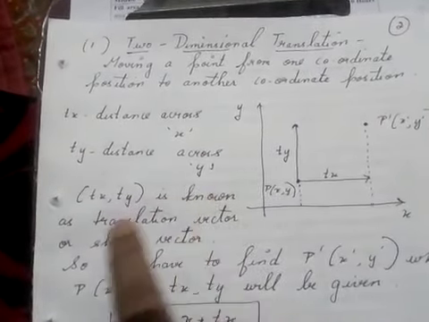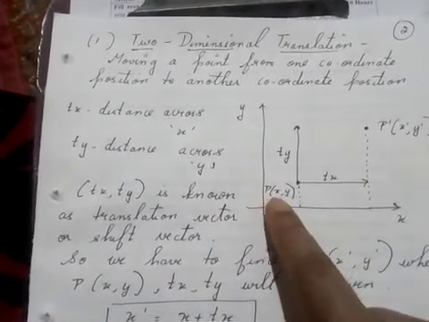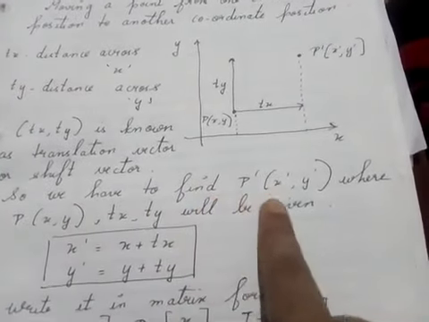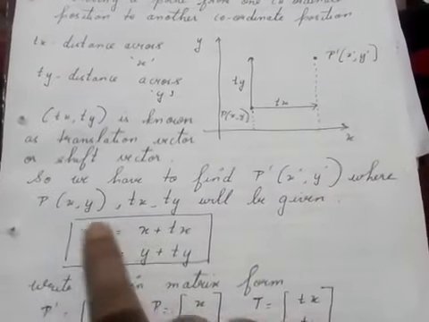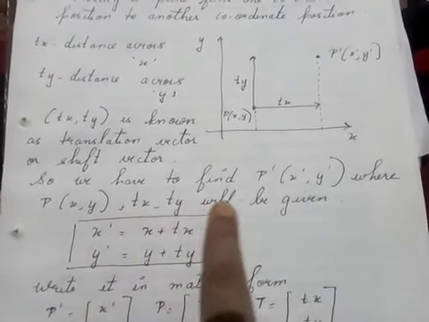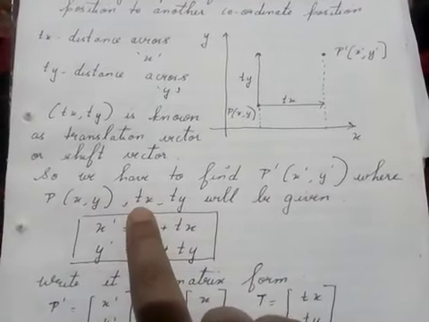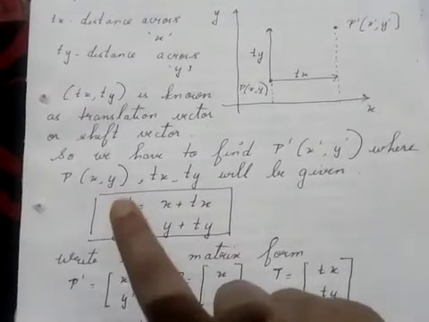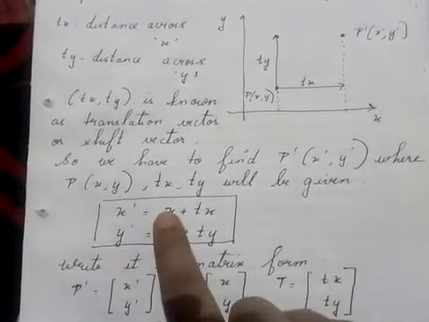So how do we find x dash, y dash? Given the point P, x comma y, tx will be given and ty will be given. Given these three, you have to find P dash, that is x dash, y dash. That means the point and the distances across x and y will be given. What is the formula for finding x dash, y dash? X dash is nothing but x plus tx, that is, the old given point plus the distance to move across x. X plus tx will give me x dash. And what is y dash?